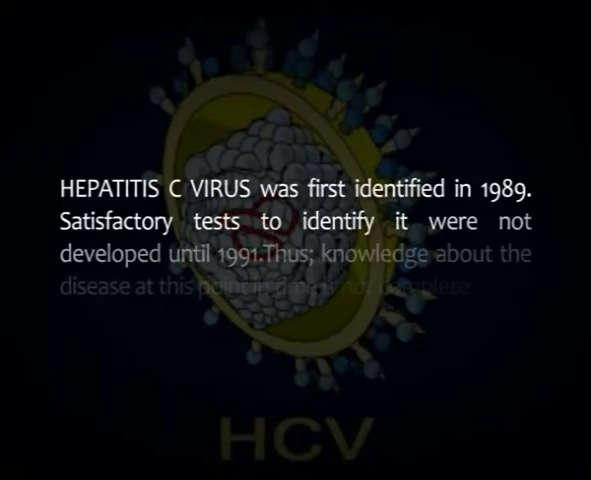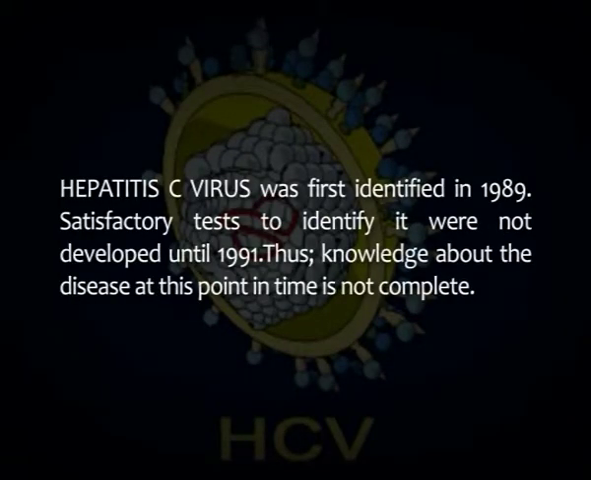The hepatitis C virus was first identified in 1989. Satisfactory tests to identify it were not developed until 1991. Thus, knowledge about the disease at this point in time is not complete. Now we have the nature of the risk of transmission. The major route of transmission in healthcare is by exposure to infected blood and body fluids.